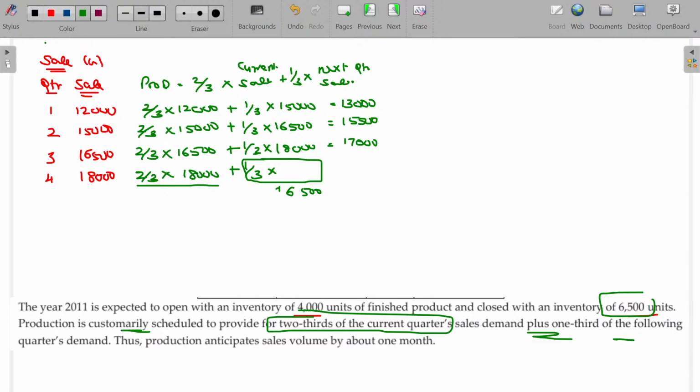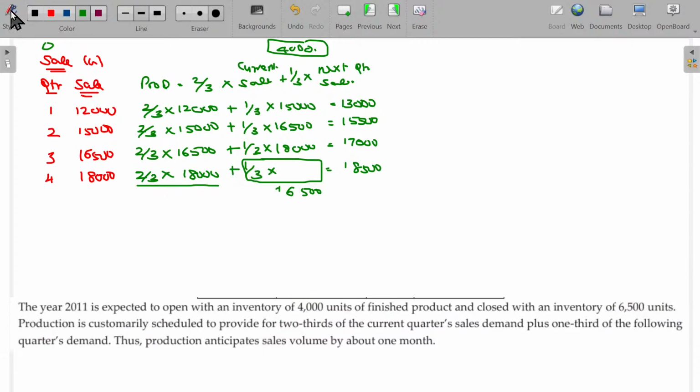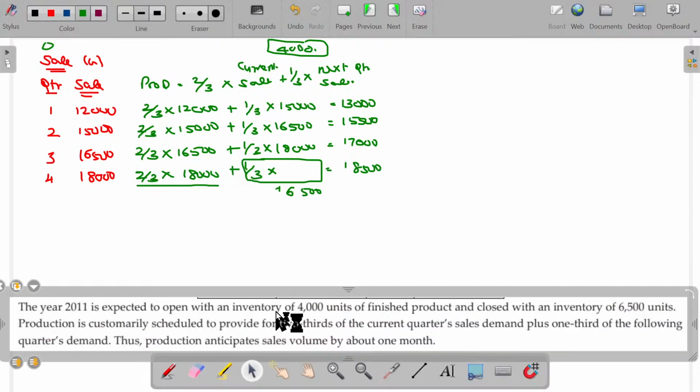And before that, the 0th quarter, what could be the stock? Next quarter, meaning first quarter sales, 1/3 of that may be there, 4,000. That's how it is given here. This 4,000 being the opening stock, 6,500 being the closing stock. And 2/3, 12,000 plus 6,500, 18,500 will be the production. Clear? We got this information.